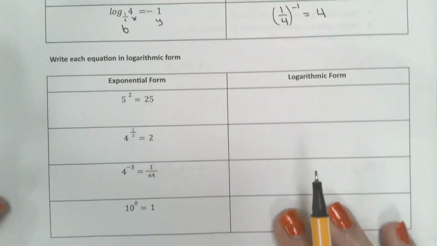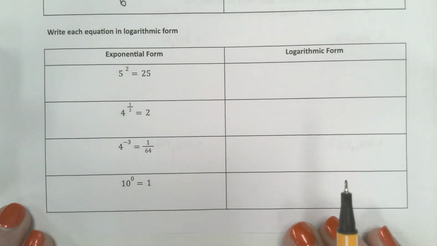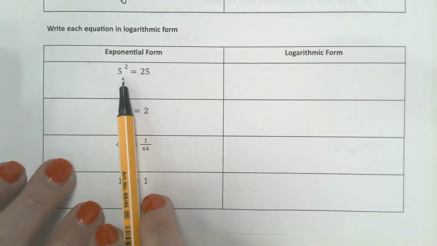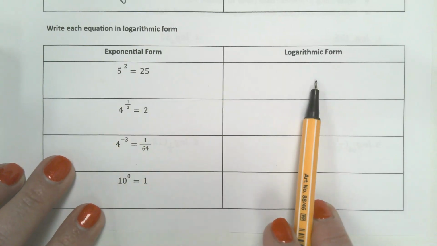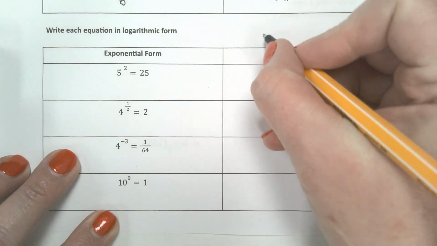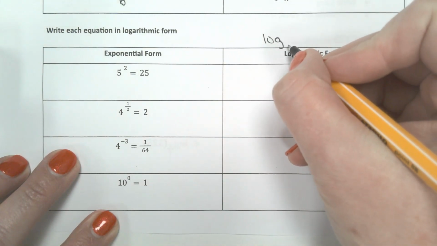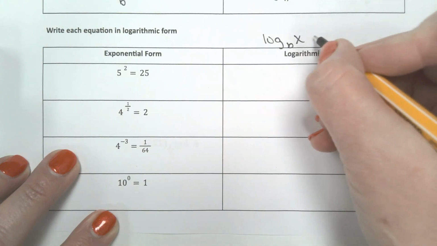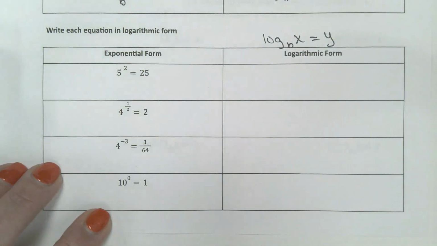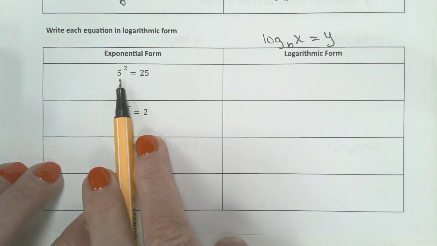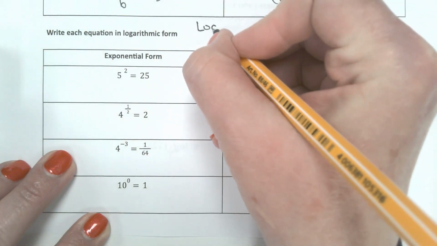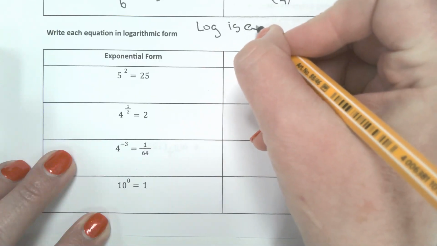Now we're going to take a new set of equations and we're going to go backwards. So now we have an exponential and we're going to write it in log form. And so here I have log base b of x equals y. So that's from above. And what do I need to know? I need to know the log is the exponent.